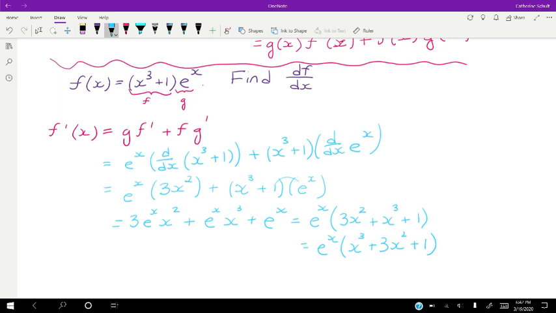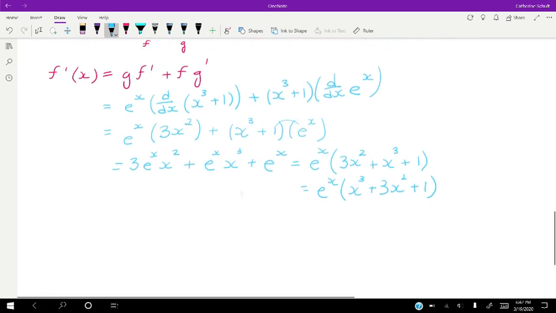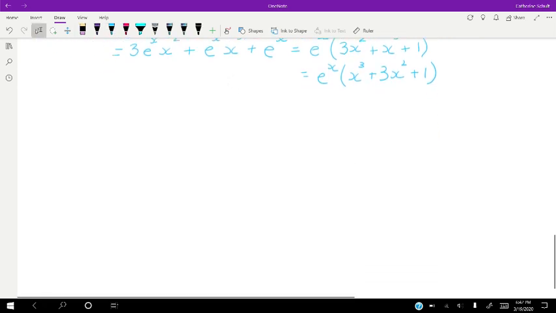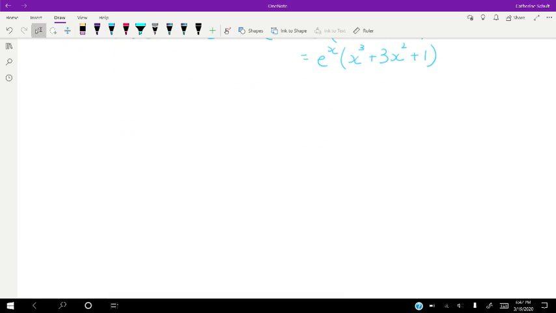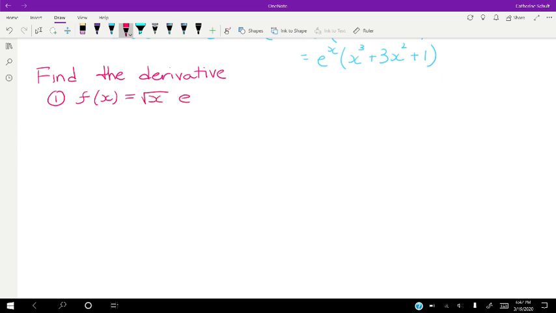All right, so why don't you guys try some product rule examples? I'm going to give you guys two, and then push pause, and then come back and see the solution. So again, the instructions would be to find the derivative, or find f prime, find df dx, something like that. And you guys, here's your first function. And here's your second.